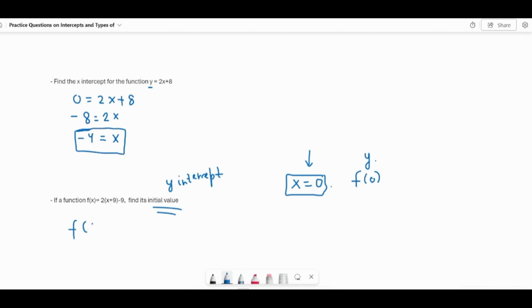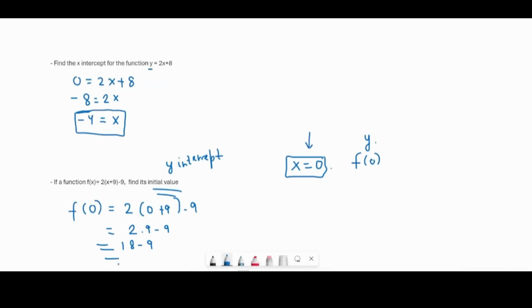All we have to do here is replace x with 0. So f of 0 will be equal to 2 times 0 plus 9 minus 9. That will give us 2 times 9 minus 9, that is 18 minus 9, which is 9. That means this is your initial value of the function, or you can say this is your y-intercept of the function.